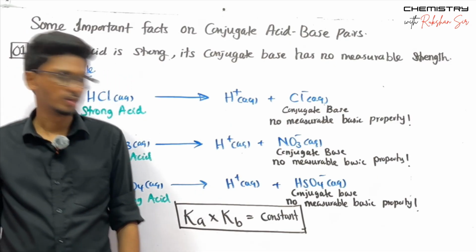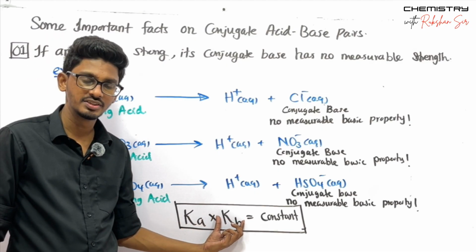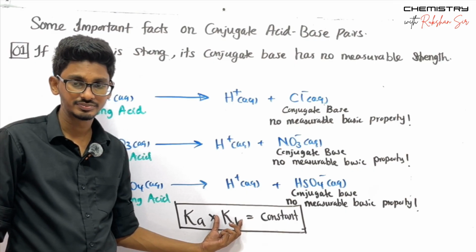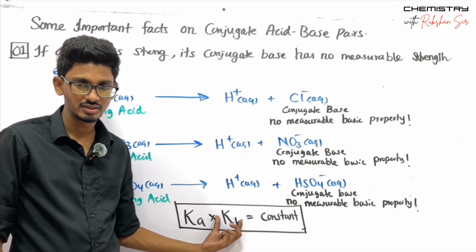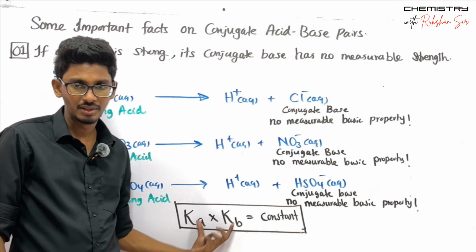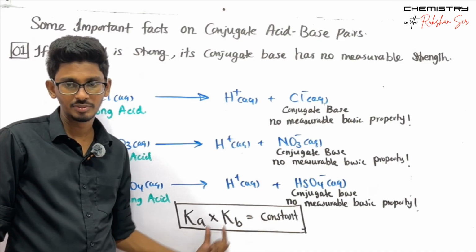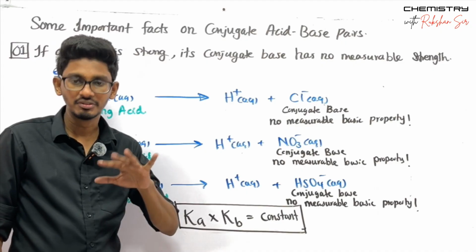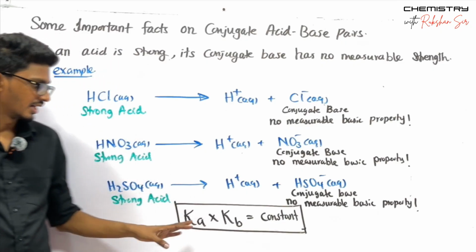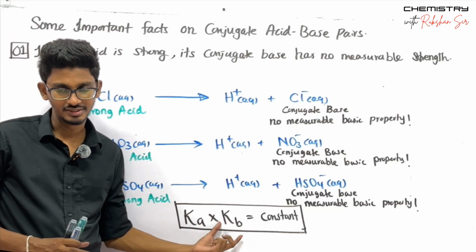Right? So Ka is a measure of the acidity of your acid. Kb is a measure of the basic nature of your base. Okay. So for a conjugate pair, the Ka-Kb multiplication is equal to a constant. For a conjugate pair, the Ka-Kb multiplication is equal to a constant. We'll derive this at the next class. For the time being, just consider this as it is.